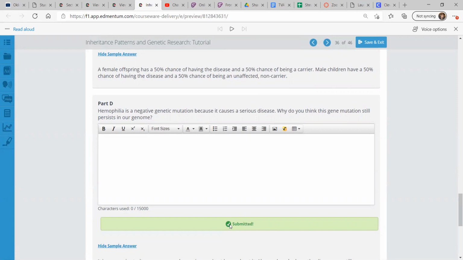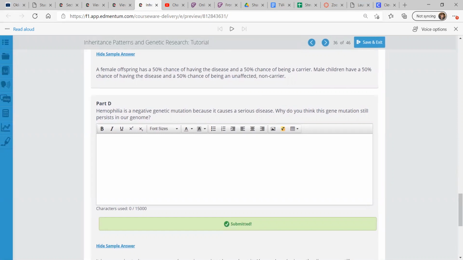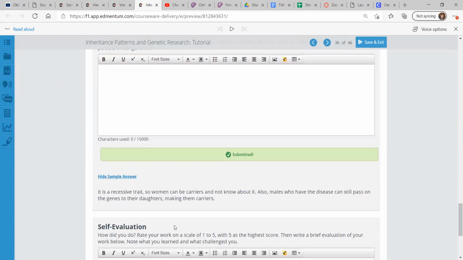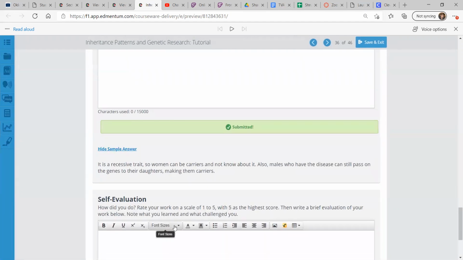Why do you think this gene mutation still persists in our genome? Well, it's a recessive trait, so women can be carriers and not know about it. Also, males who have the disease can still pass on the genes to their daughters, making them carriers. So that's how it keeps it going.